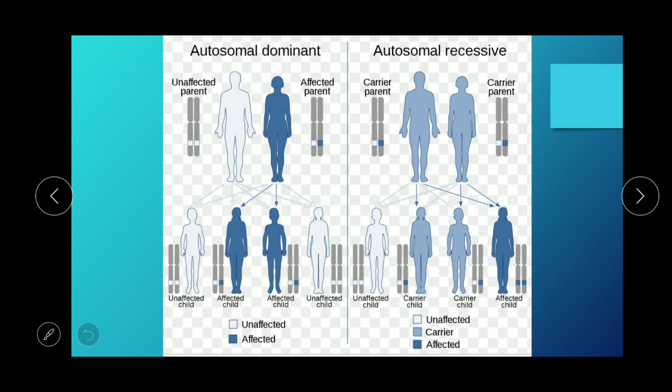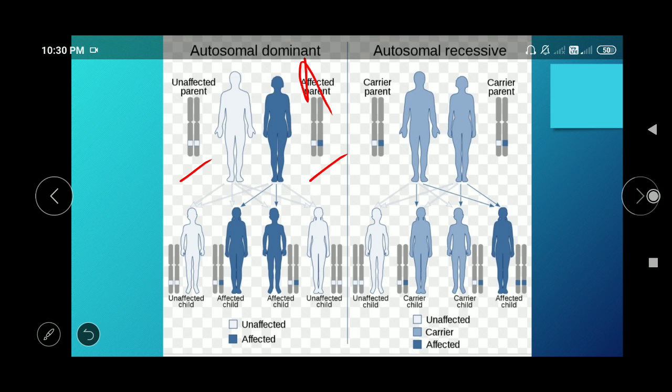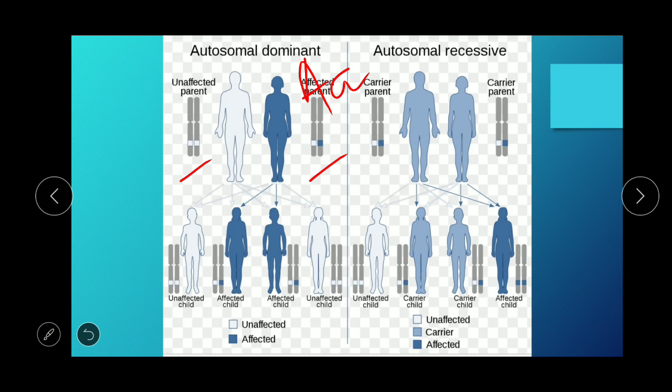Now you can see here the autosomal dominant and autosomal recessive patterns. So here you can see the affected parent, unaffected parent, and how they are transmitting the characters. Autosomal dominant means, this is the affected parent, let this be capital A, small a, and this is unaffected, so this will be small a, small a. So all the affected individuals will have capital A and small a, and the unaffected individuals will be small a, small a.